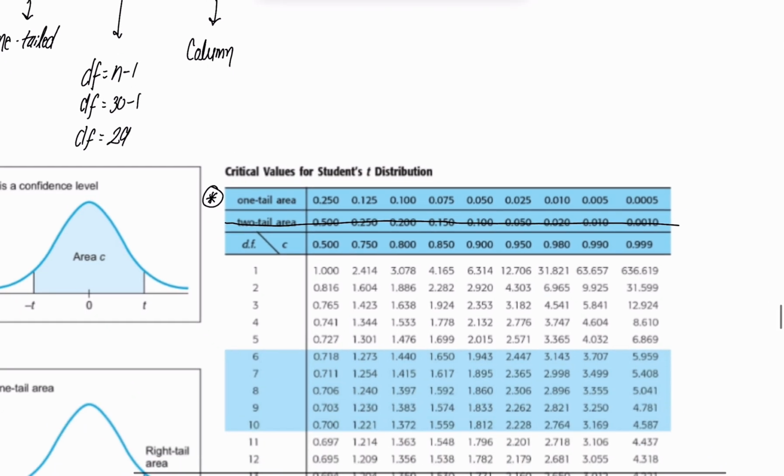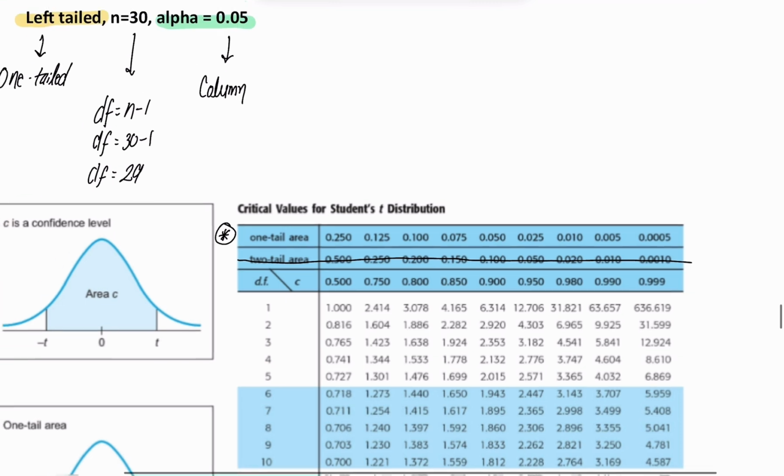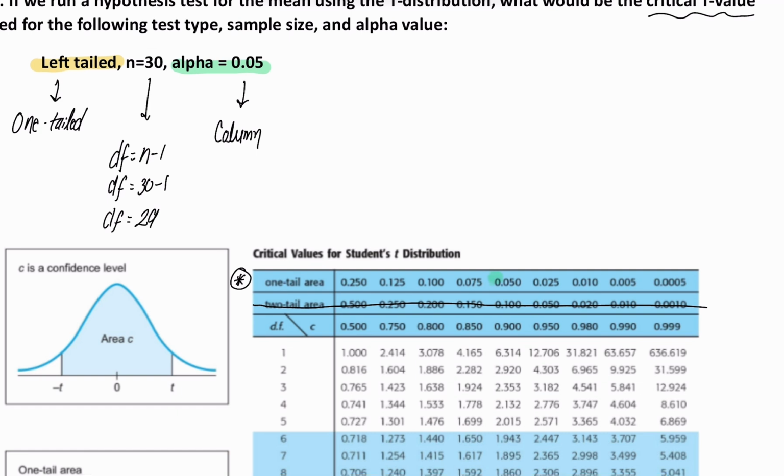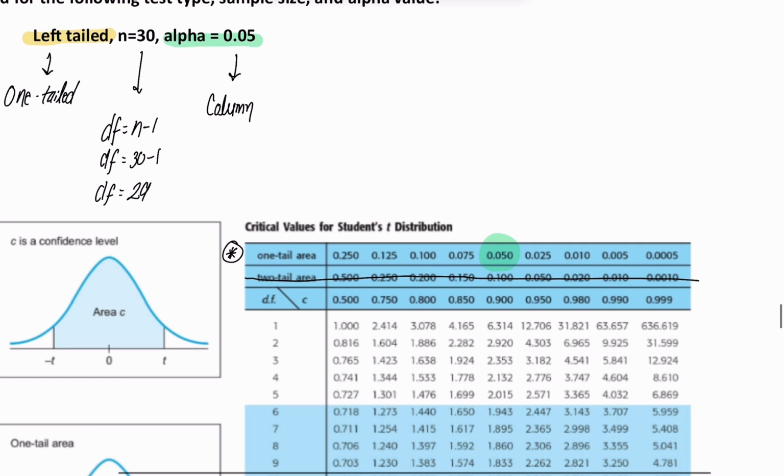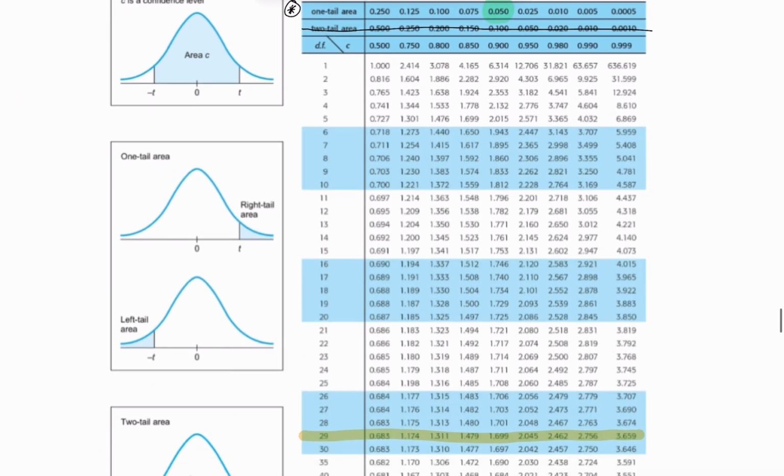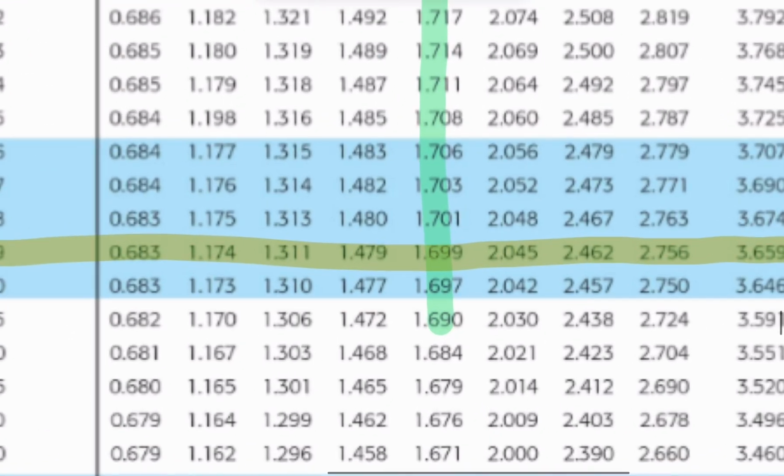So if we look at the one-tailed test, we want to find 0.05, which is in this column for the one-tailed row. And then from there, you want to connect that row and that column together to get your critical t-value of 1.699.